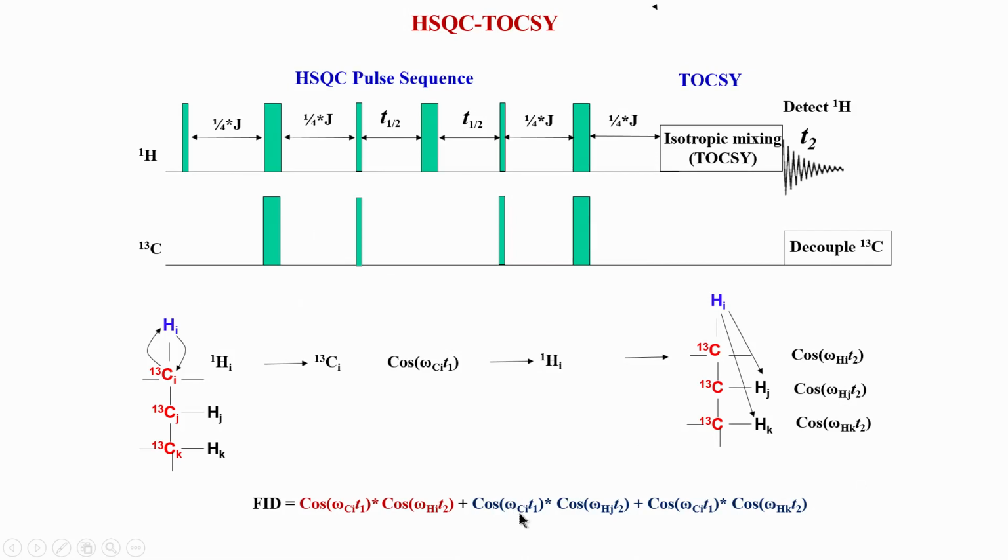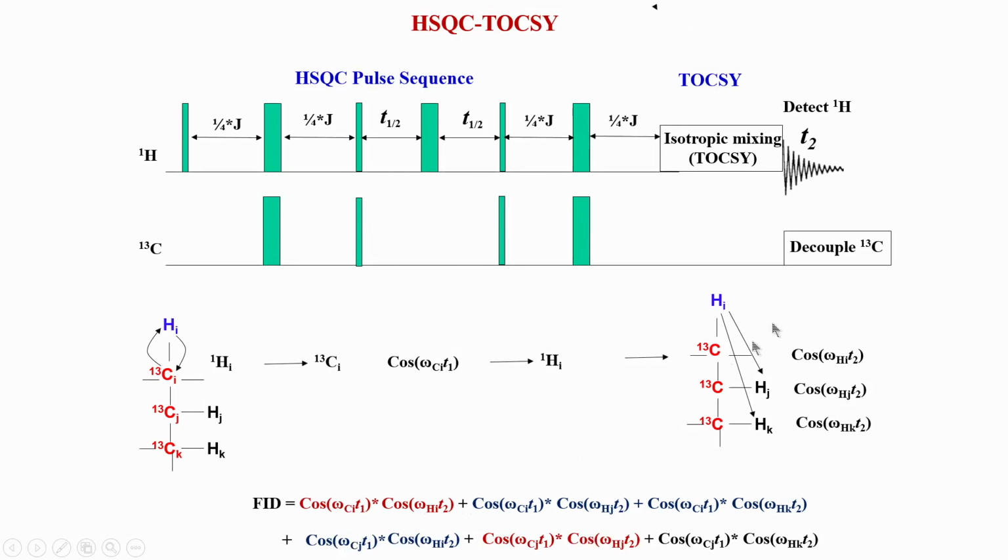What we are seeing right now in this schematic drawing, we have only Hj and Hk, but Ci is getting correlated with Hj and Ci is also correlating with Hk. So, these are the two special additional chemical shift correlations which we would not have got in a normal HSQC, but by adding this TOCSY part we are able to get this information.